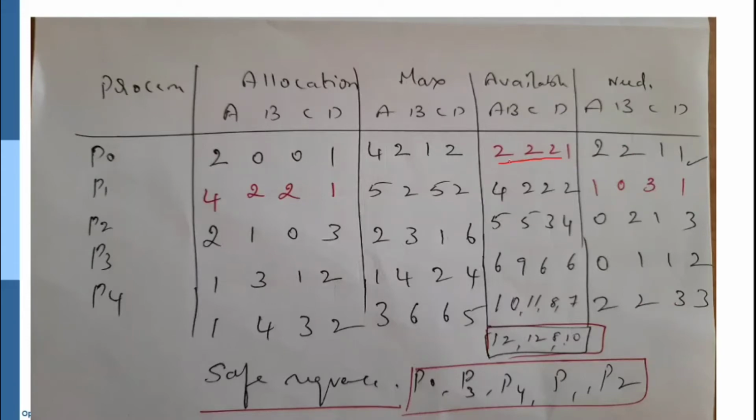So 2, that is a need, is equal to max minus allocation. So 4 minus 2 it is 2, and 2 minus 0 it is 2, and 1 minus 1 it is 1, 2 minus 1 is 1. Next, this is the available maximum and minus. So 1 0 3 1, and in the same way you continue the same process.